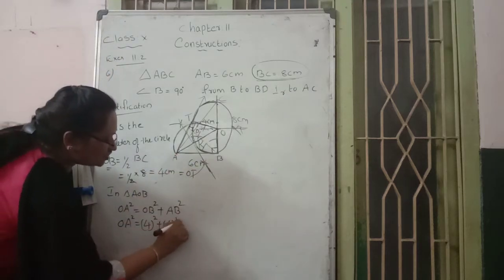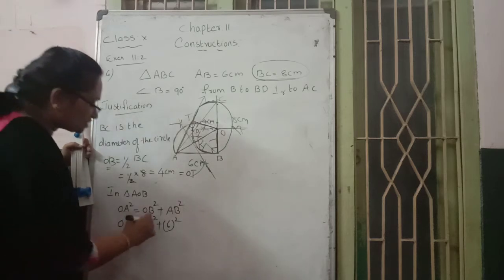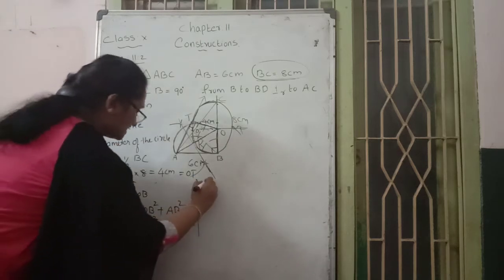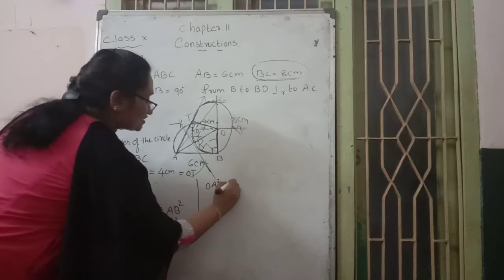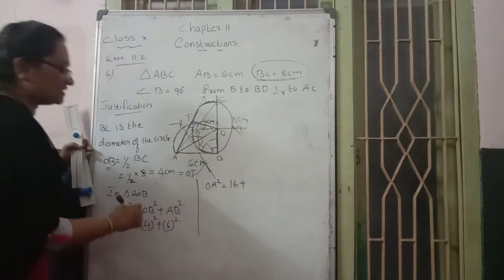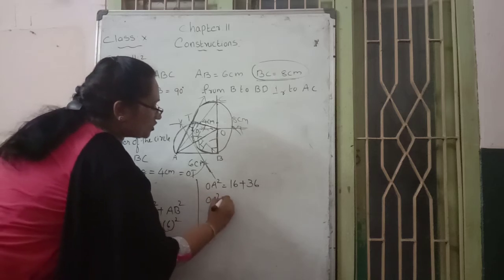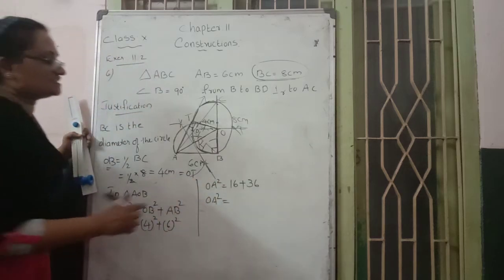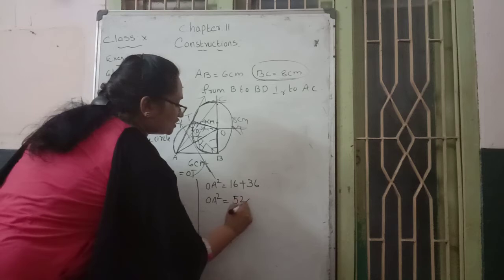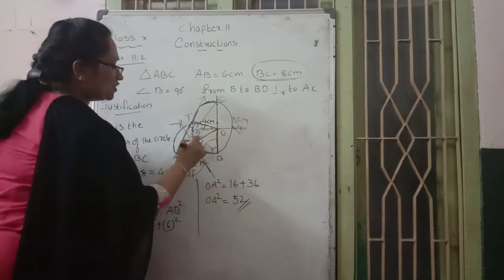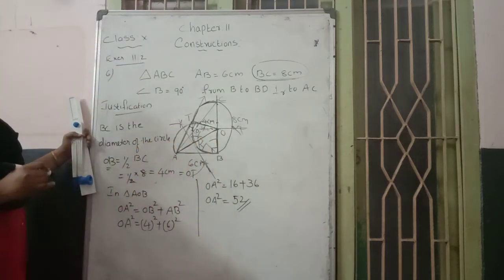So AB square is 6 square. So 4 square represents how much? OA square is equal to 4 square, which is 16, plus 6 square, which is 36. So OA square becomes 16 plus 36, which is how much? 52. So we got the OA square value as 52.